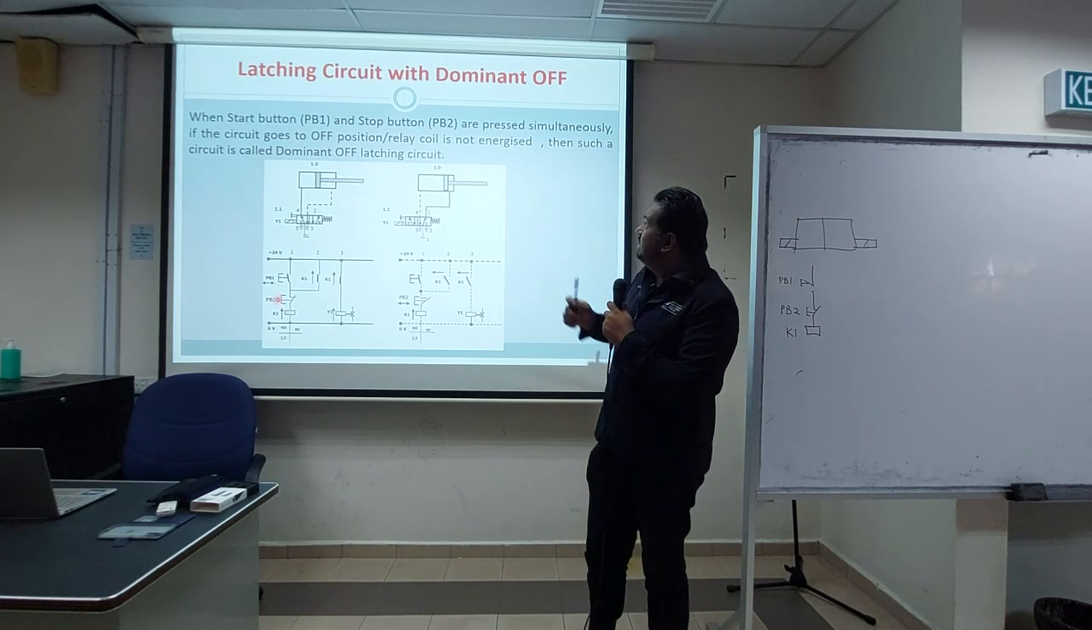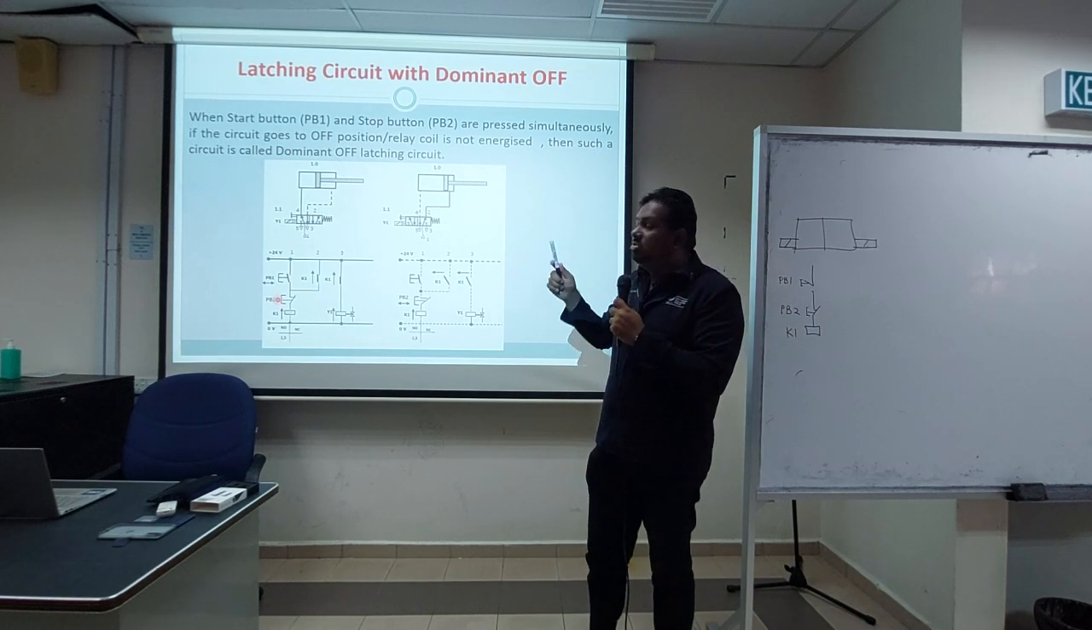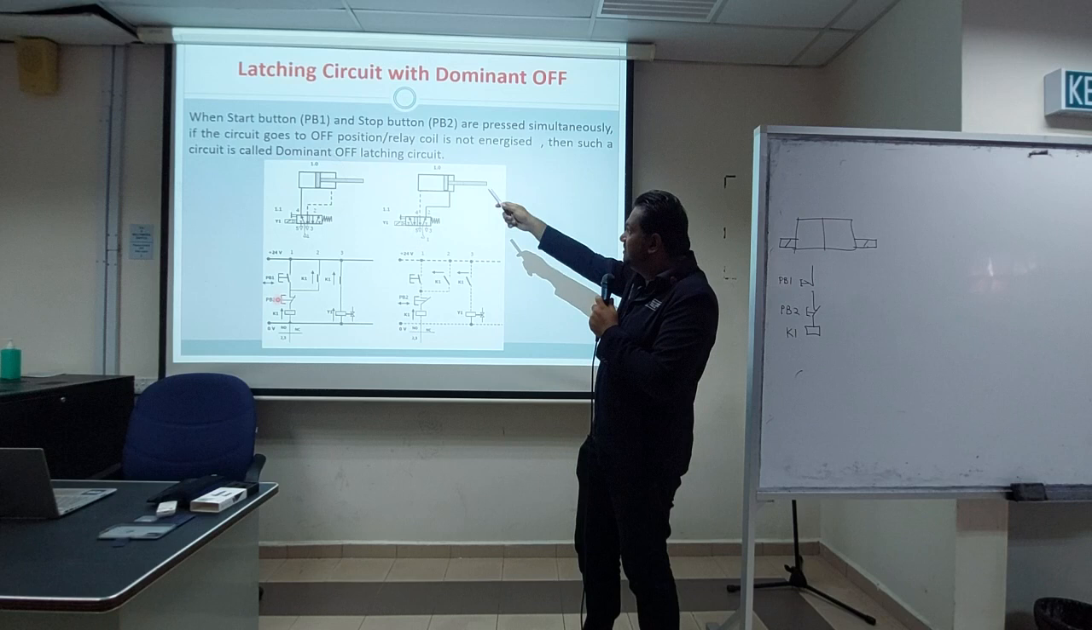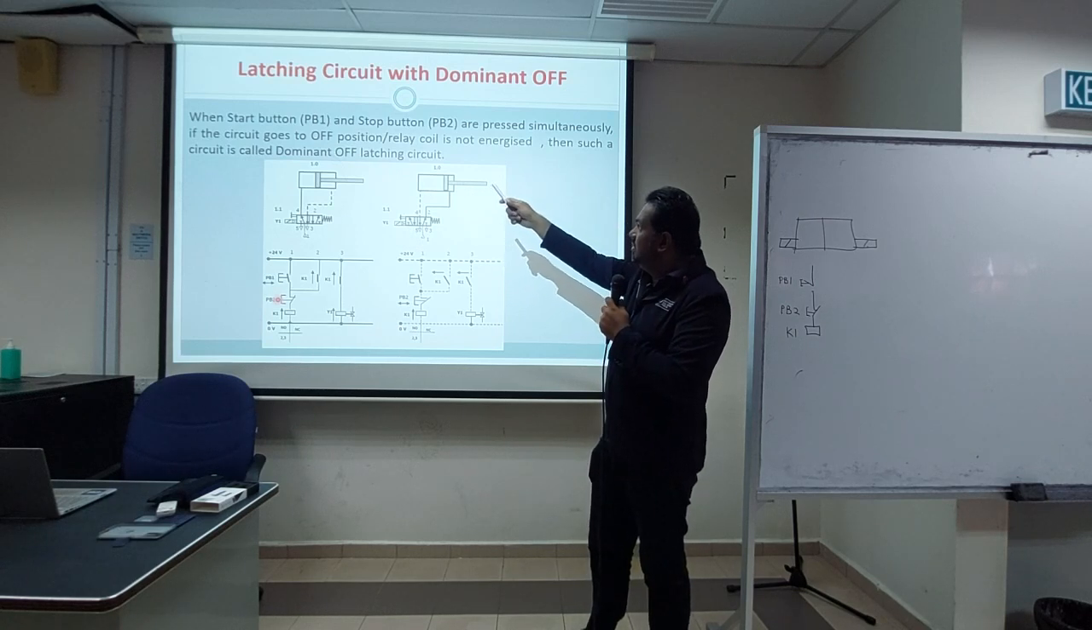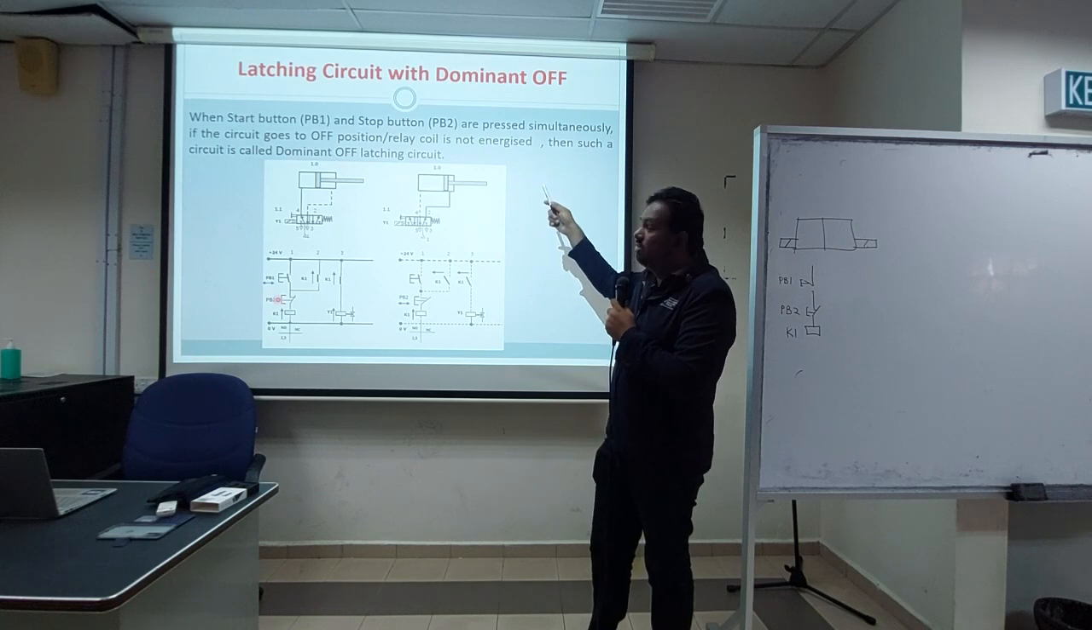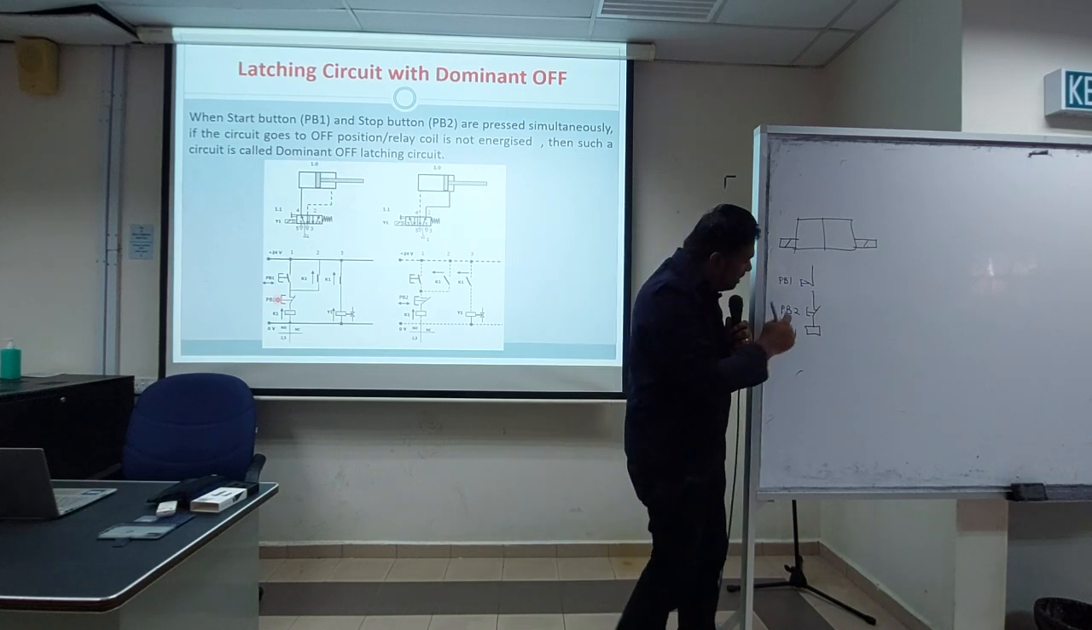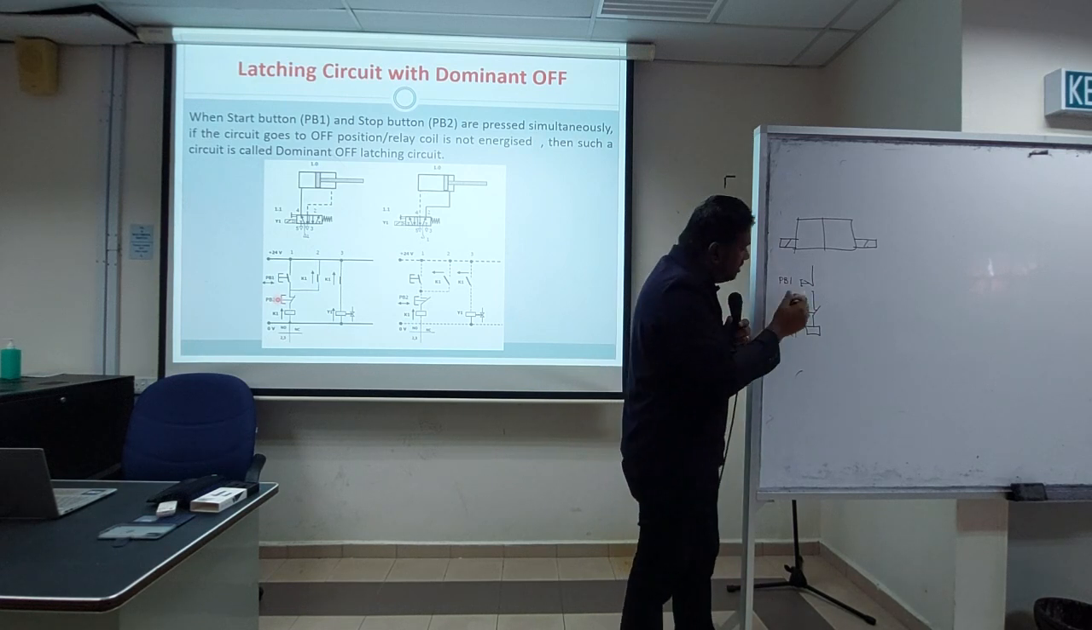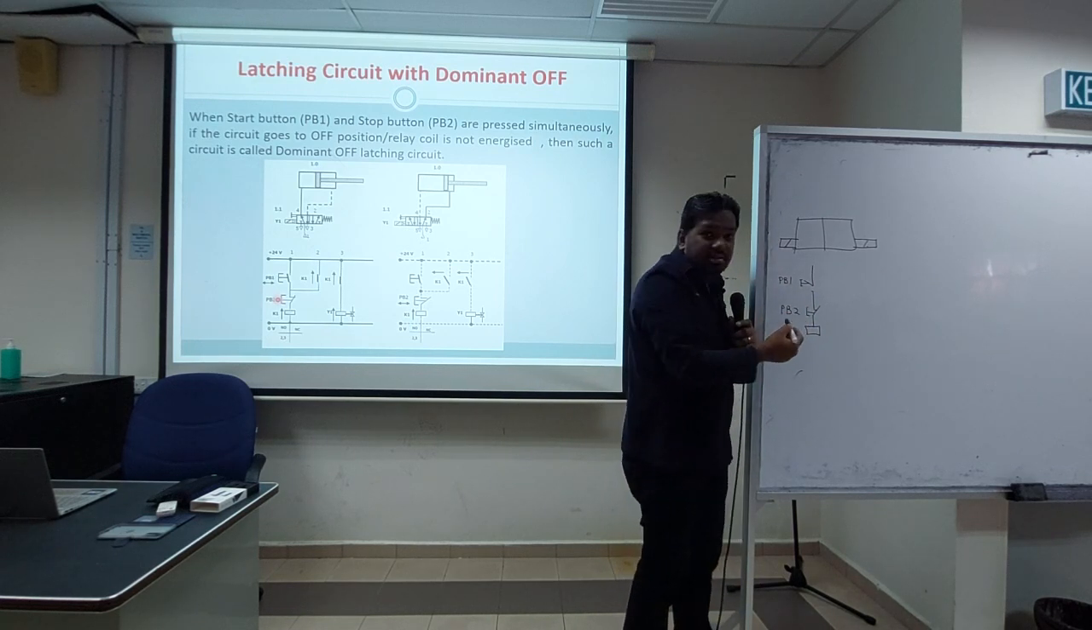Tapi apa yang kita cakap dominant off. So dominant off maksudnya we can see the first line. Start button, so push button 1 and stop button push button 2 are pressed simultaneously. Simultaneously maksudnya you tekan serentak. So kalau you tekan yang ni dengan tekan ni serentak, what will happen?